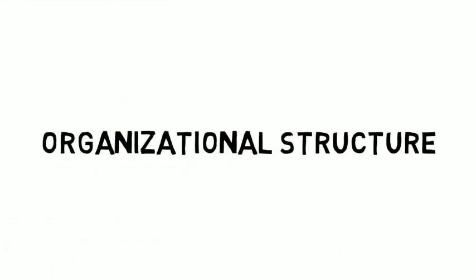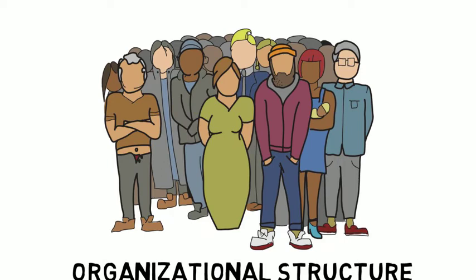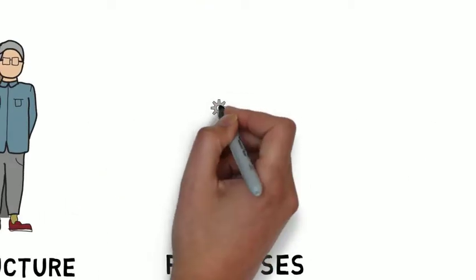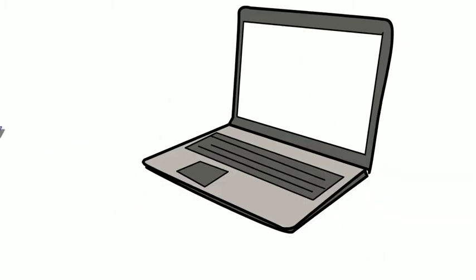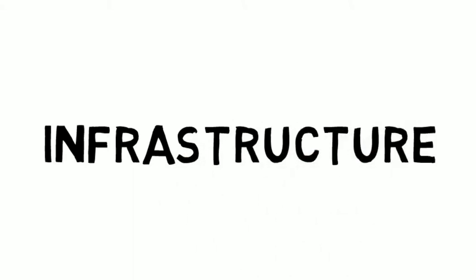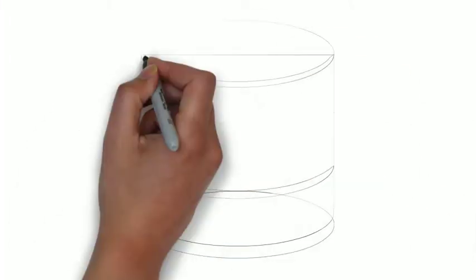Organizational structure. Business processes, both customer-facing and back-office. Systems, information about applications, system components and software. Infrastructure, information about hardware. Data, conceptual, logical, and physical data models.